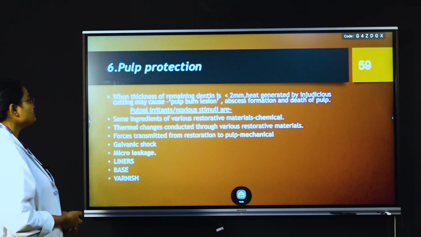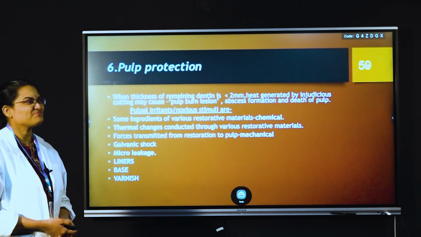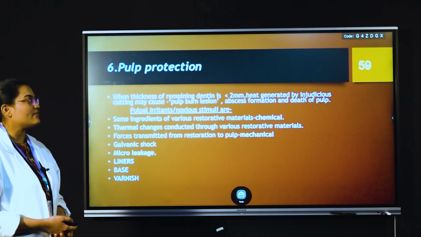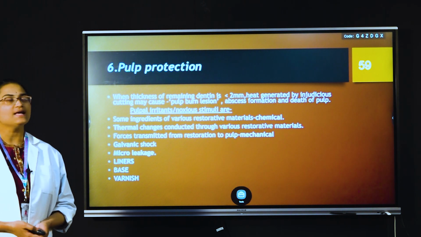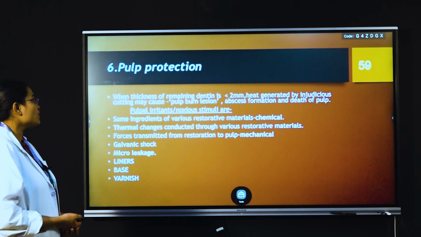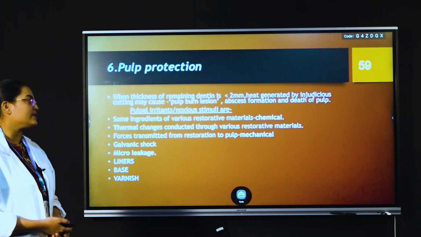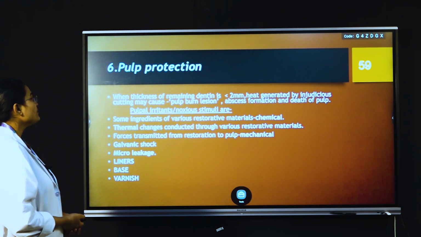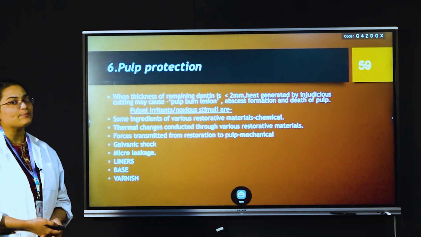Pulp protection is a primary objective of protecting the pulp, which is already our main objective in the cavity preparation. So application of varnishes, liners and bases is very important in protecting the pulp. The selection of various pulp protecting agents is based on the remaining dentin thickness. When the thickness of the remaining dentin is less than 2 mm, the heat generated by injudicious cutting may cause pulp burn lesion, abscess formation and also affect the depth of the pulp.